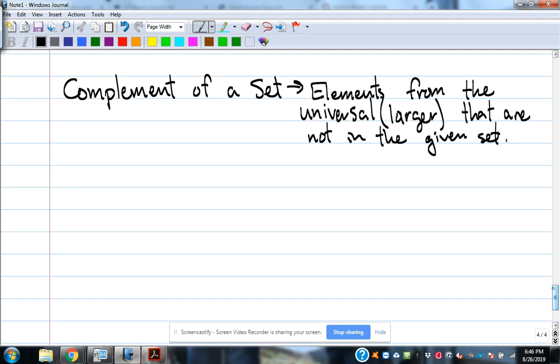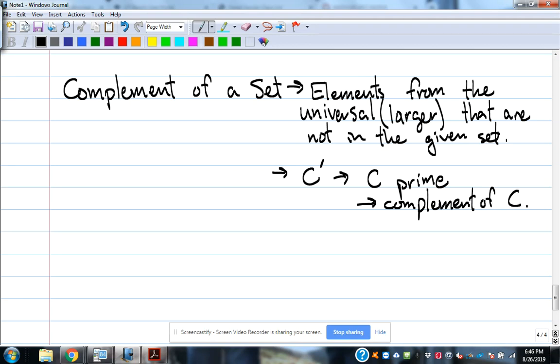Complement of a set, the notation. The notation is an apostrophe, kind of. They call it a prime mark in math, but it's kind of like an apostrophe. C prime would be C complement. That's the idea of that. So C prime means the complement of C.